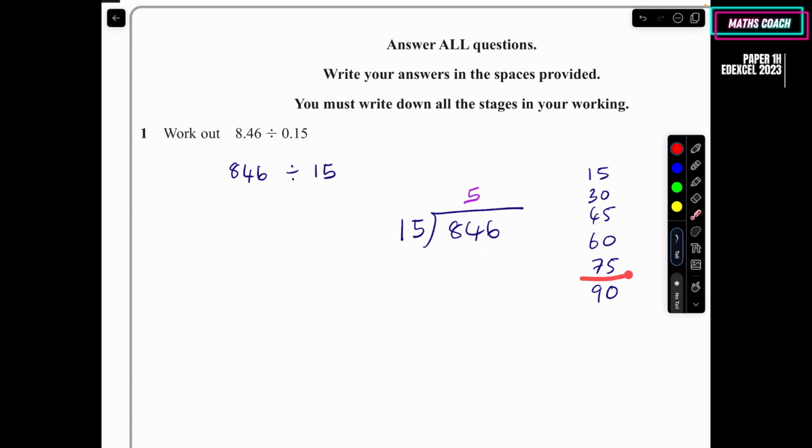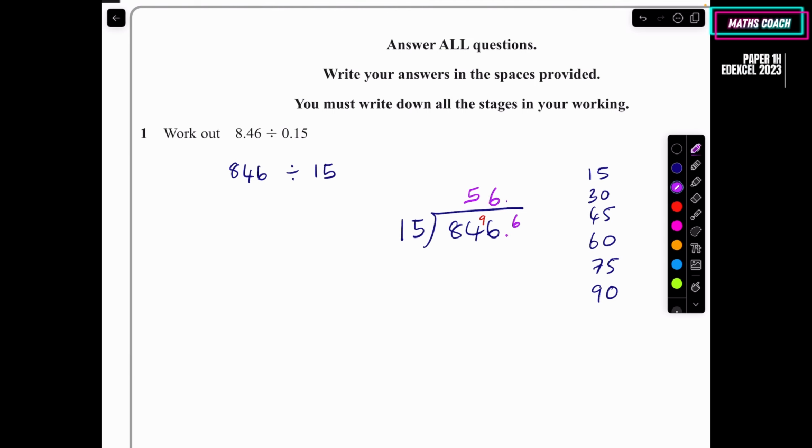And what was the remainder? It went in 75 to 84, so the remainder is 9. We write that 9 right there. Now we've got another number to look at, which is 96. How many times does 15 go into 96? 1, 2, 3, 4, 5, 6 times. So 6. And now there's a remainder.